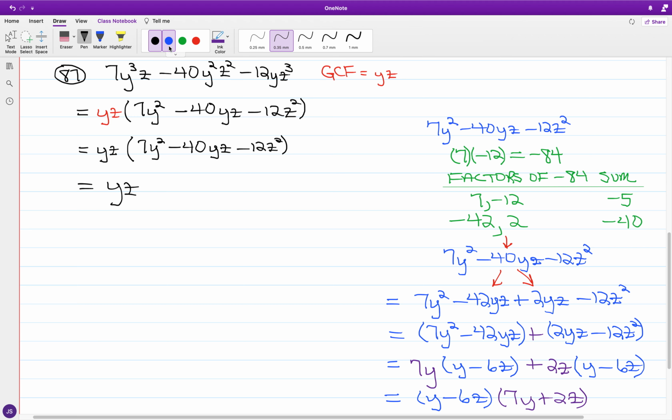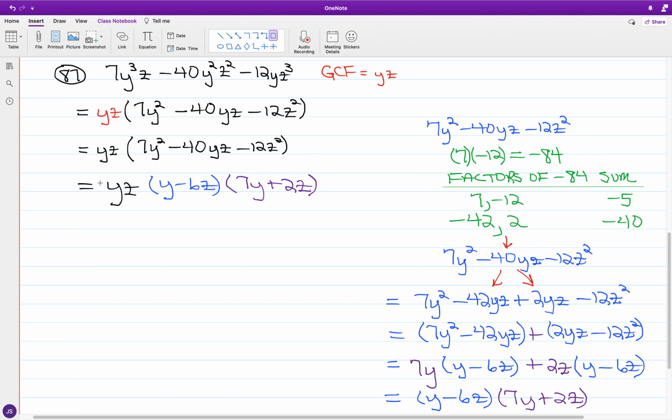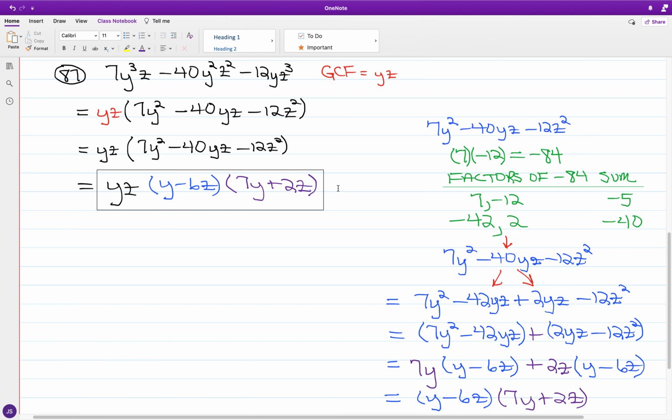And so we have for the final result here, yz, now I'll just do a little bit of color coding here. So you've got yz times the quantity of y minus 6z, and we have times the quantity of 7y plus 2z. And there was quite a bit of work involved in this one. You had a greatest common factor to once again extract, and then you still had the factoring by grouping with the trinomial remnant left over. Okay, so this one is a bit strung out.